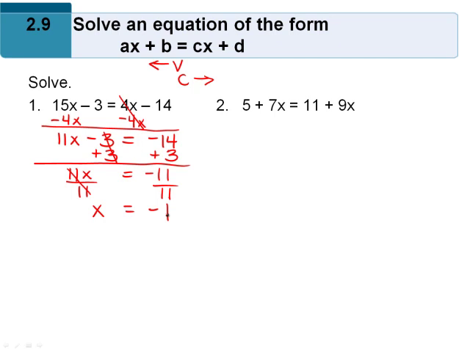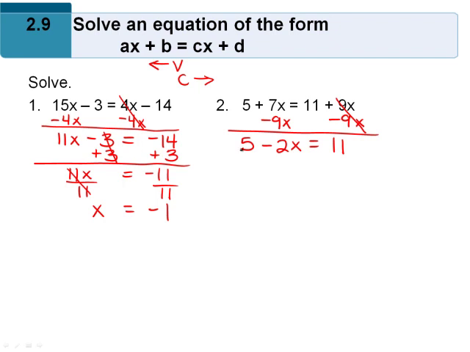All right, look at number 2. 5 plus 7x equals 11 plus 9x. No like terms on the left, no like terms on the right. So I want to move my variables. That's my first step. Get my variable terms to the left. So I'm going to subtract 9x. And I'm going to subtract 9x on the left side underneath the 7x. So the 5 comes down. 7 and negative 9 would be negative 2x equals 11, and the 9x's are gone. Okay? So we just moved the variables to the left.